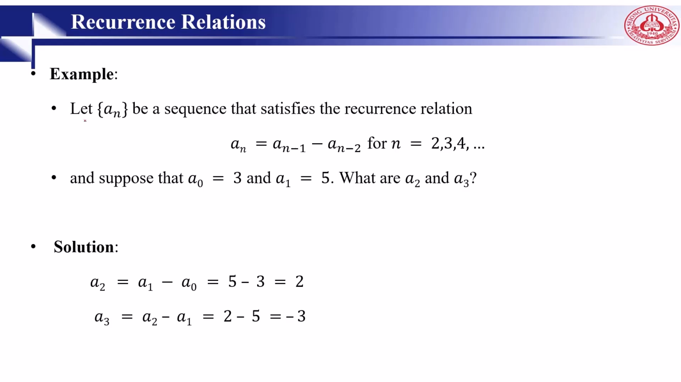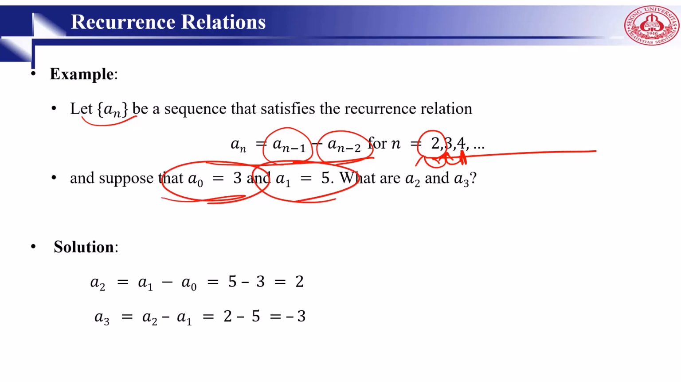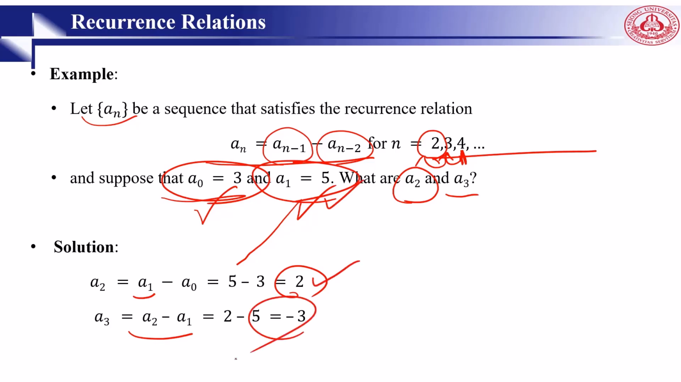Here is another example. If we have a_n as a sequence that follows this one, in this case a_n is based on two previous terms, a_{n-1} and a_{n-2}. And we start from 2. It means a of 4 is based on a3 and a2. If a0 is 3 and a1 is 5, how can we find it? We have already a0 and a1. We want to find a2 and a3. a2 is equal to a1 minus a0. What is a1? 5. What is a0? 3. It's 2. a3 is equal to a2 minus a1. a2 is here, a1 is here. In this way, we can find the terms.